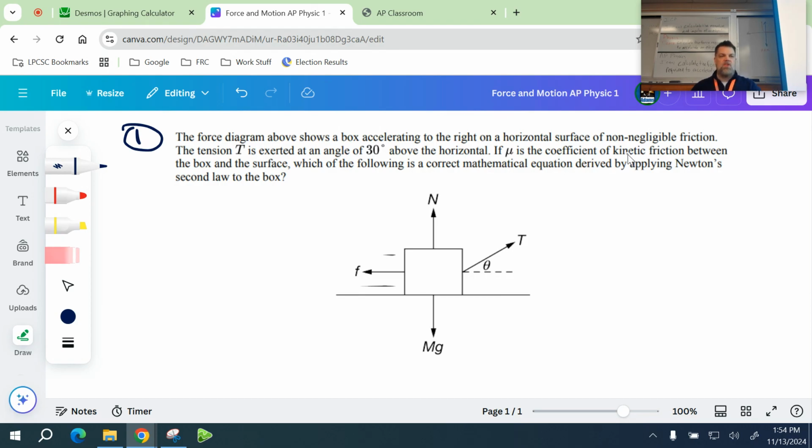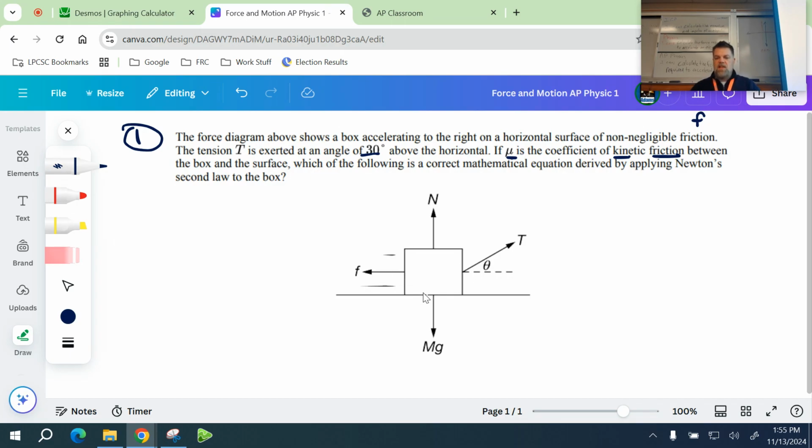That's a weird one too, because usually we say there's no friction, but now they're saying we have to count the friction. So remember, friction is always represented by a lowercase f. And then it says there's a tension. So they're pulling on it with some sort of cord that's exerted at an angle of 30 degrees above the horizontal. Then there's a coefficient of kinetic friction between the box and the surface.